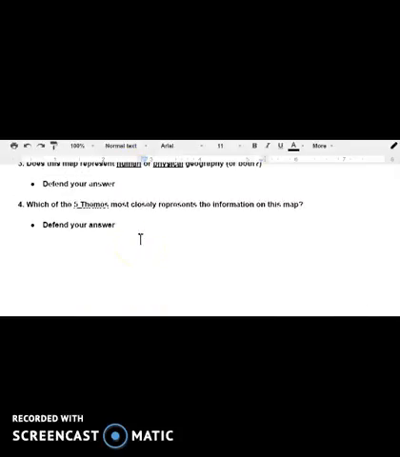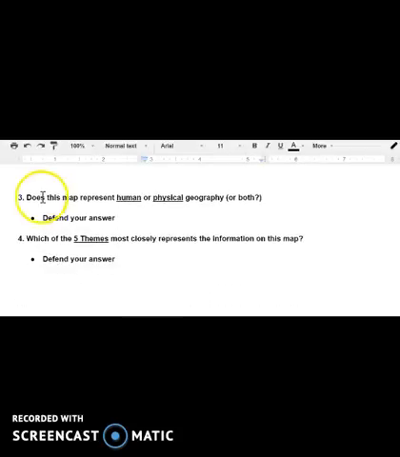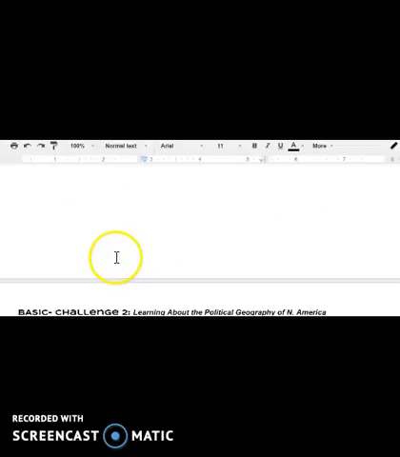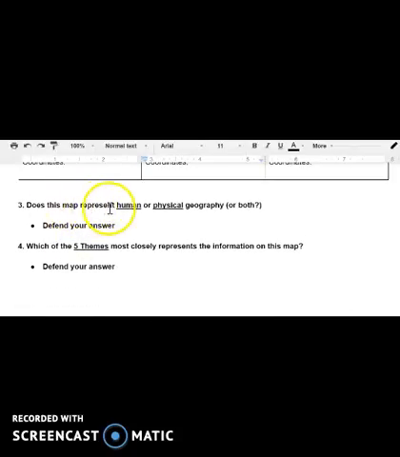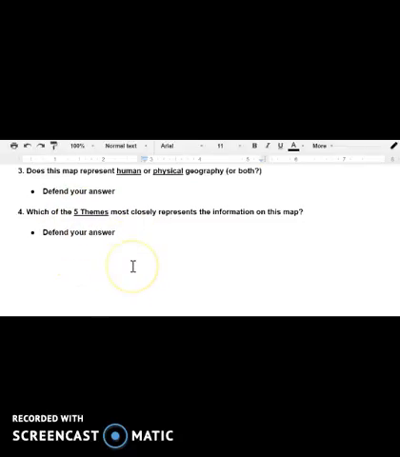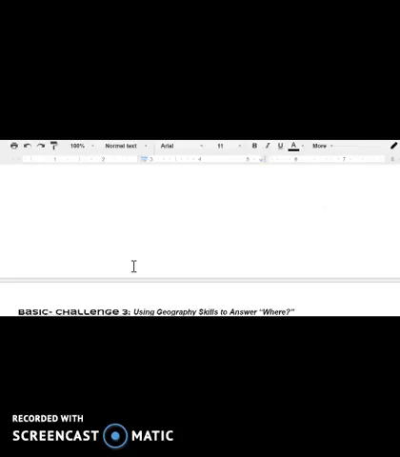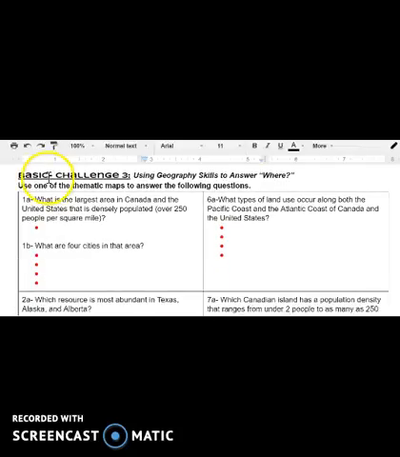I also forgot to show you on one, make sure you answer the questions. Does this map represent human or physical geography or both? Defend. And which of the 5 themes most closely represents this? Defend. Down under challenge 2, you have the same questions. Does this map represent more human or physical geography or both? And which of the 5 themes most closely represents? Okay, those 2 are basic. Part 3 is also basic. So if you get these 3 only done, you will have a score of basic on your assessment.